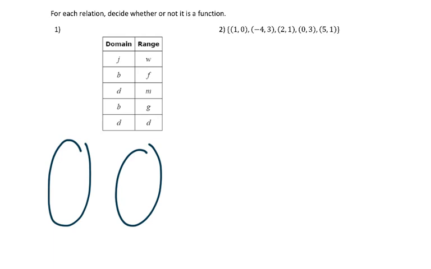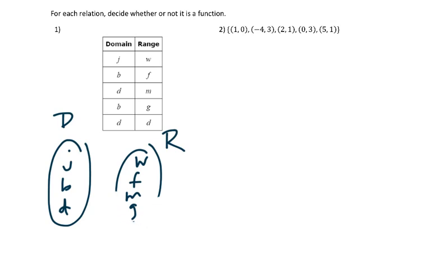So in my domain, and then in my range, there are different letters here. So in my domain I have J, B, and D. So notice those are my three different domain values. Now I know some of them repeat, but we'll talk about that in a minute. And then for range I have W, F, M, G, and D. So let's make this a little bigger.